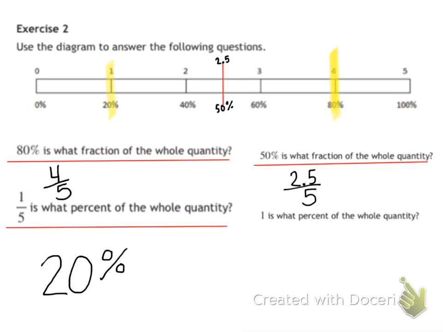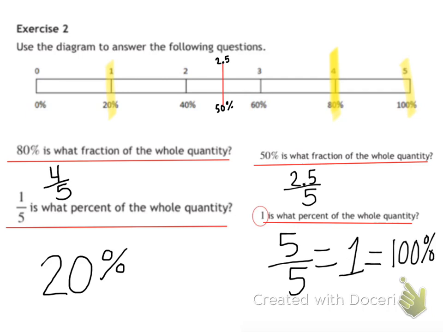Now 1 is what percent of the whole quantity? Well, I'm looking at 5, right? So 5 out of 5 is 1. So 1 whole would be 100%.